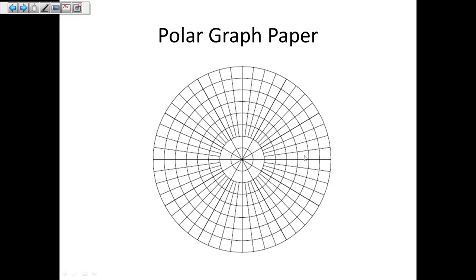We have the polar axis, which is 0 radians. Then we have 30 degrees right here, or pi over 6, because these are really set up for radians, not degrees. These subdivisions don't work out nicely in degree mode. Here's pi over 3, pi over 2, and then so on. So this polar coordinate system is what we're going to be doing our graphs on. You can find this paper where you would find normal graph paper.